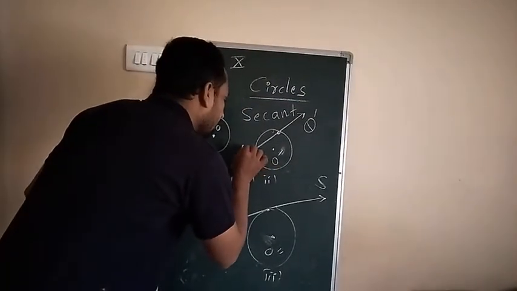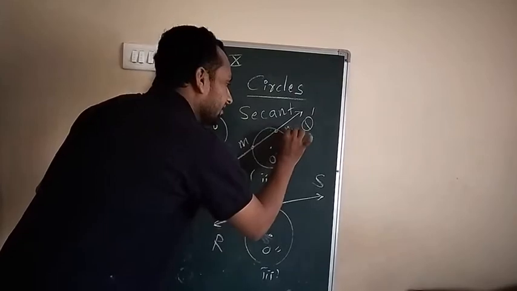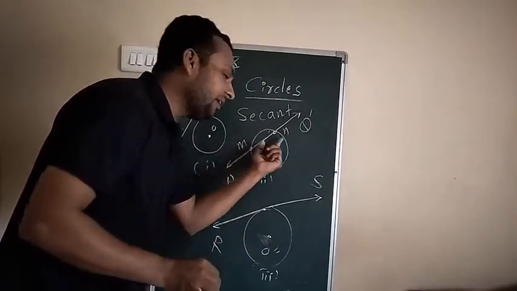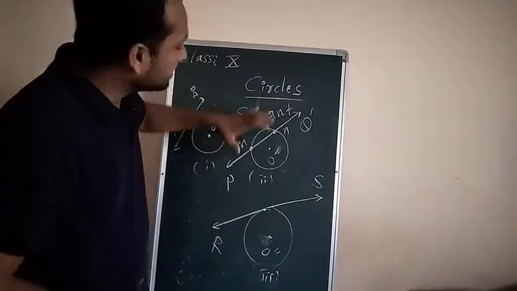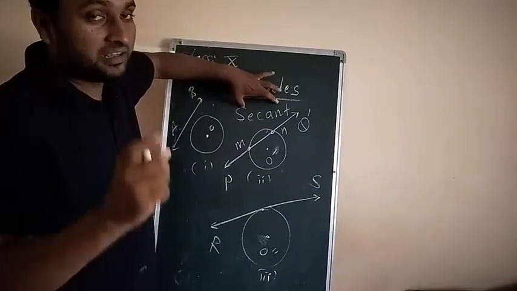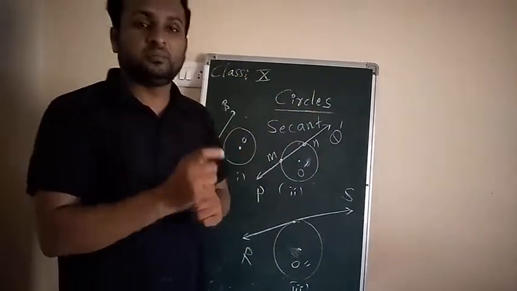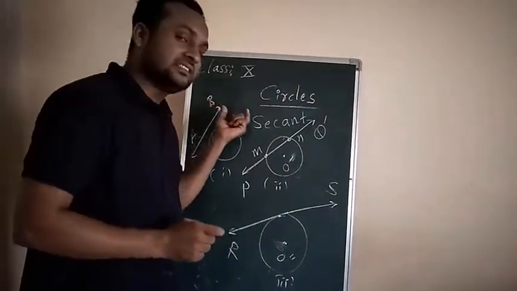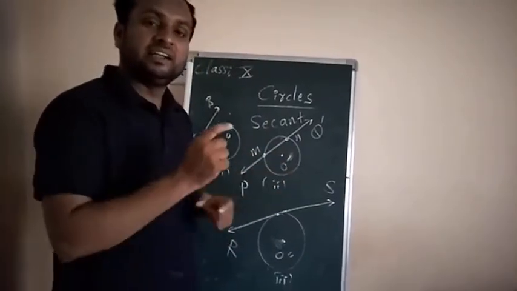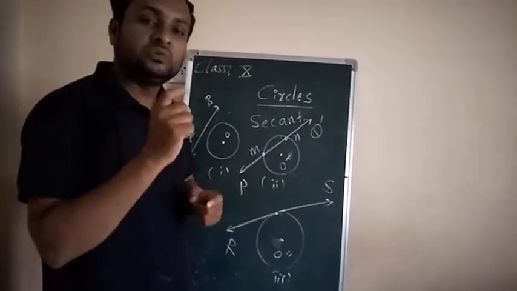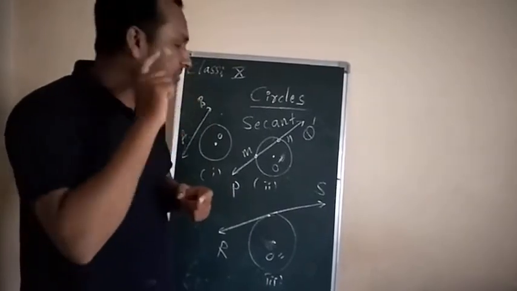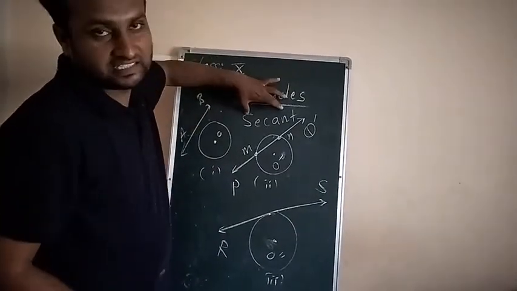I give the names M and N. Now the line is intersecting the circle at M and N. This line is called the secant. Remember what the secant is. Now, as a subheading, write the secant: a line segment intersecting the circle at two distinct points, or two common points, is called the secant.